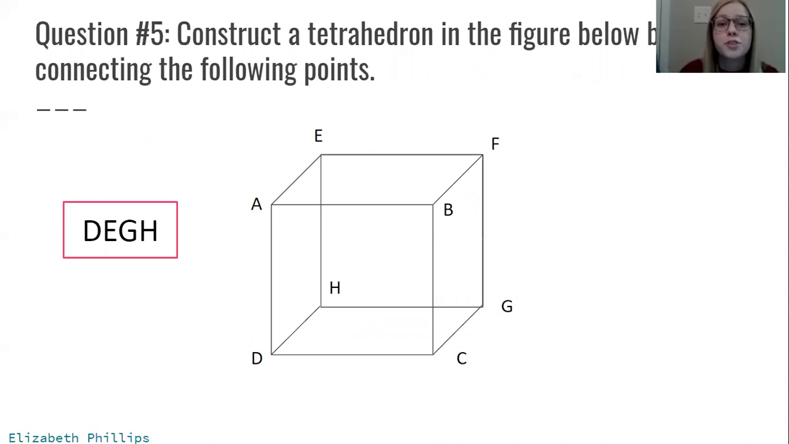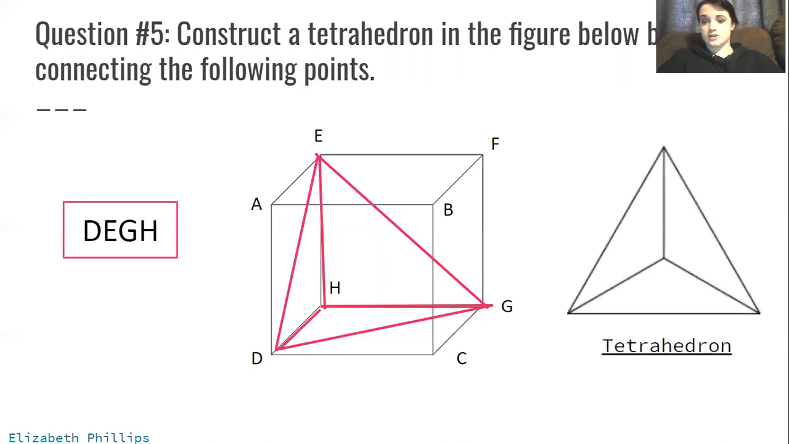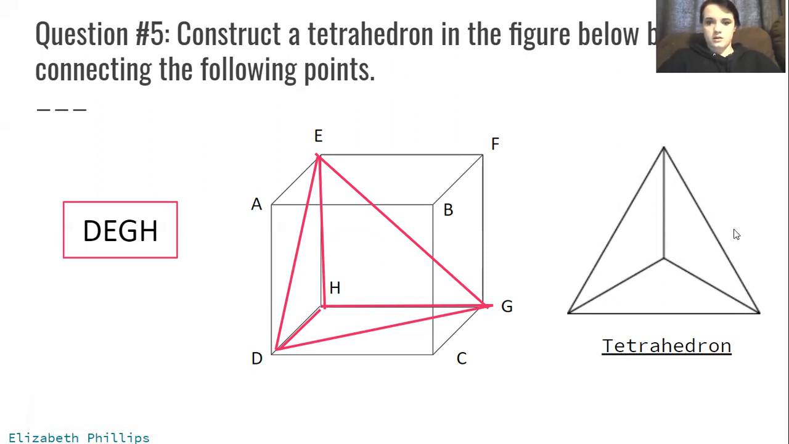Okay, Elizabeth, construct a tetrahedron in the figure below by connecting the following points. So when we look at our cube, you'll notice we see D, E, G, and H. We're just going to connect those points and make a figure like this one. If you look at it, you'll notice that it forms a tetrahedron, and there's a picture to the right there. All we did was connect our points D, E, G, and H, and it gave us a couple of faces and vertices that lined up to make our tetrahedron in our figure.